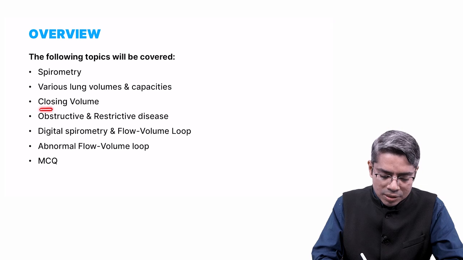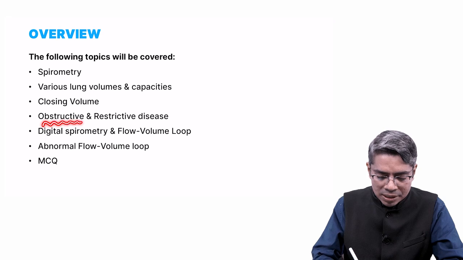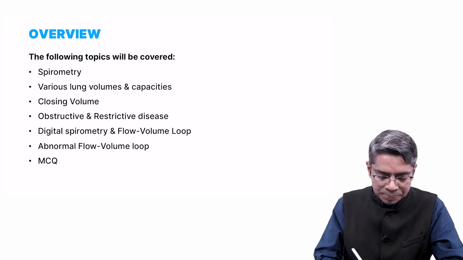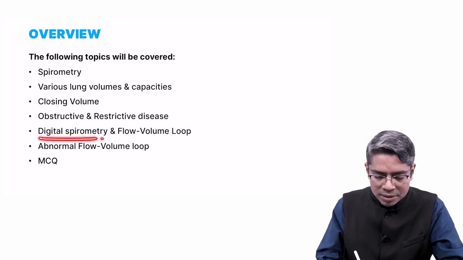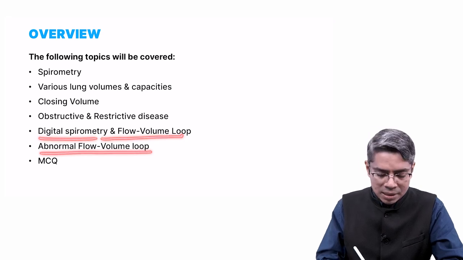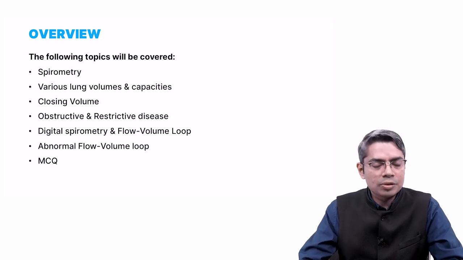Then we are going to discuss closing volume and closing capacities, and we are going to understand the difference between obstructive and restrictive diseases in terms of lung functions. And then we are going to discuss digital spirometry and the flow volume loop in the respiratory system, and at the end the abnormal flow volume loop will also be discussed, and obviously at the end of the session we are going to discuss a few MCQs. So this is our plan.